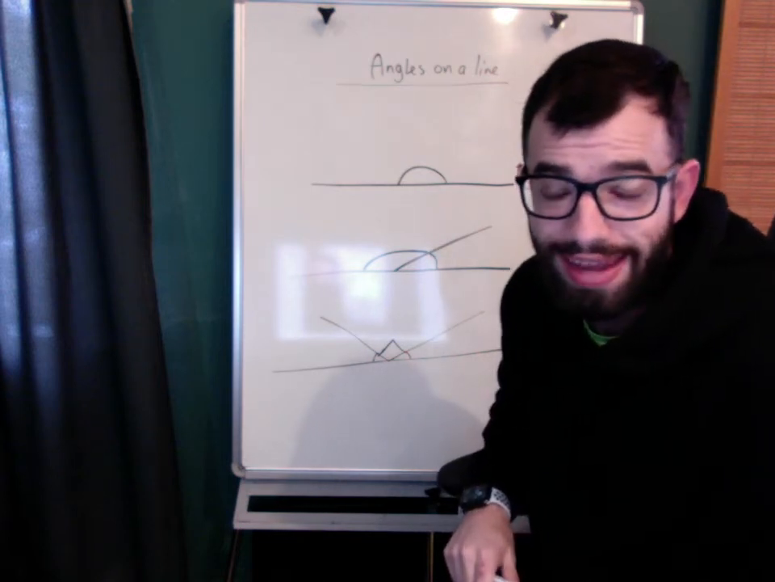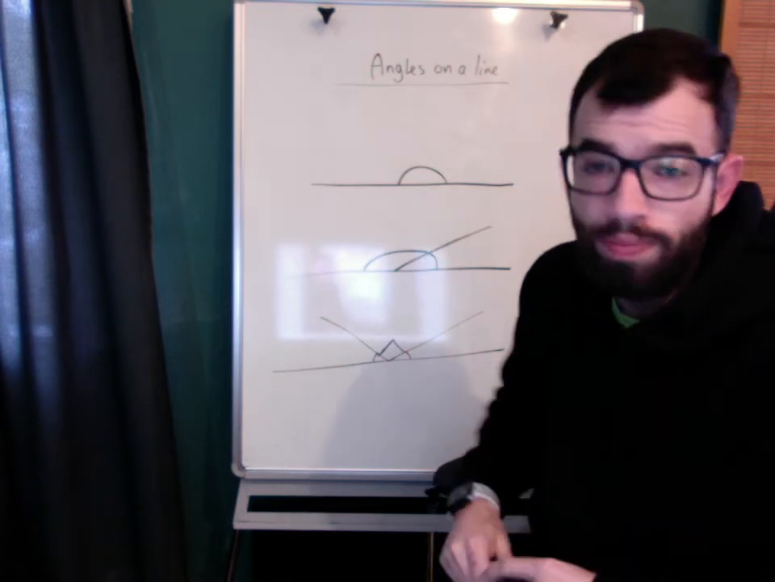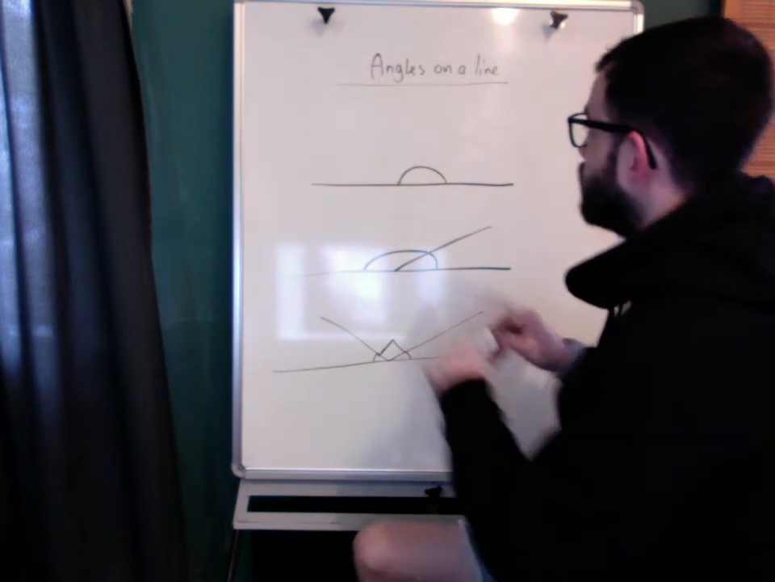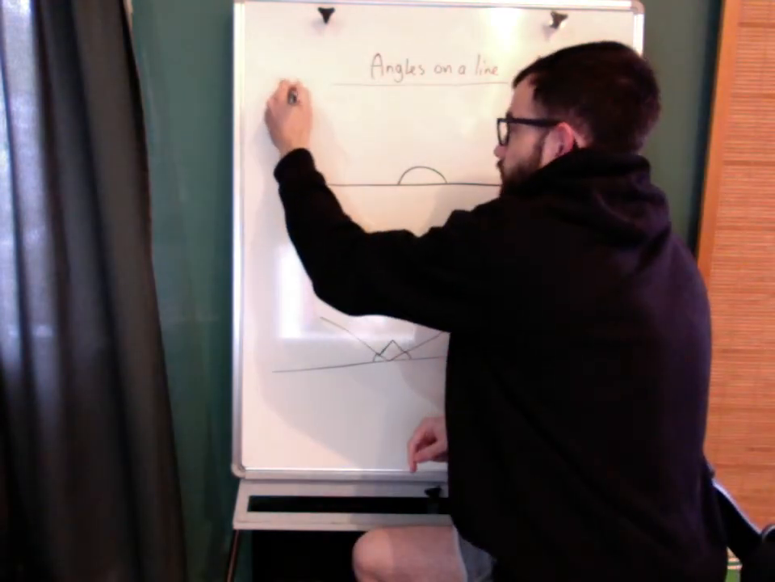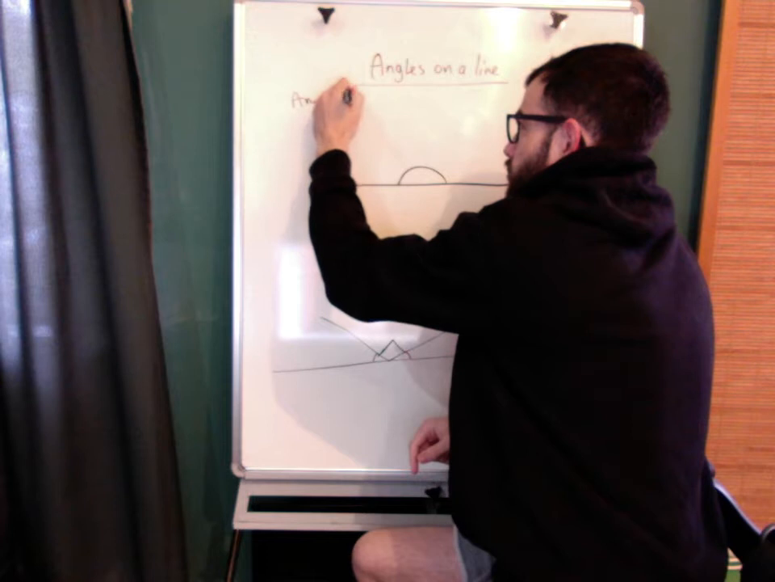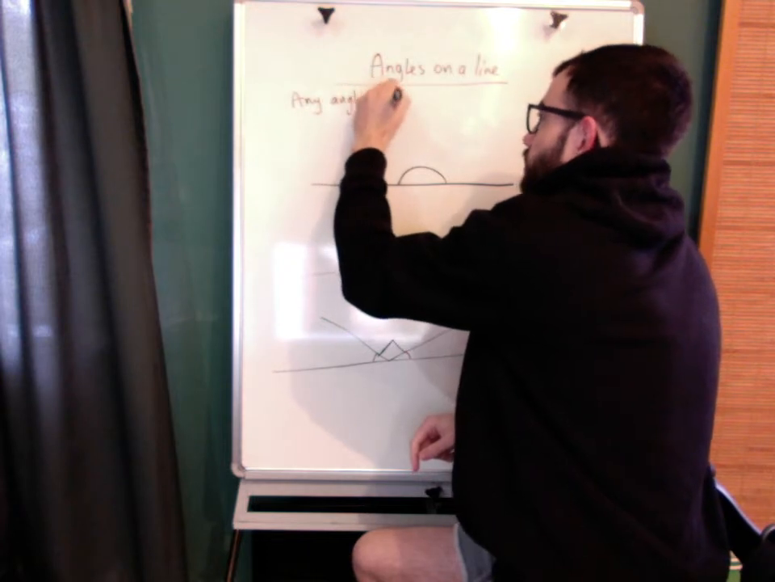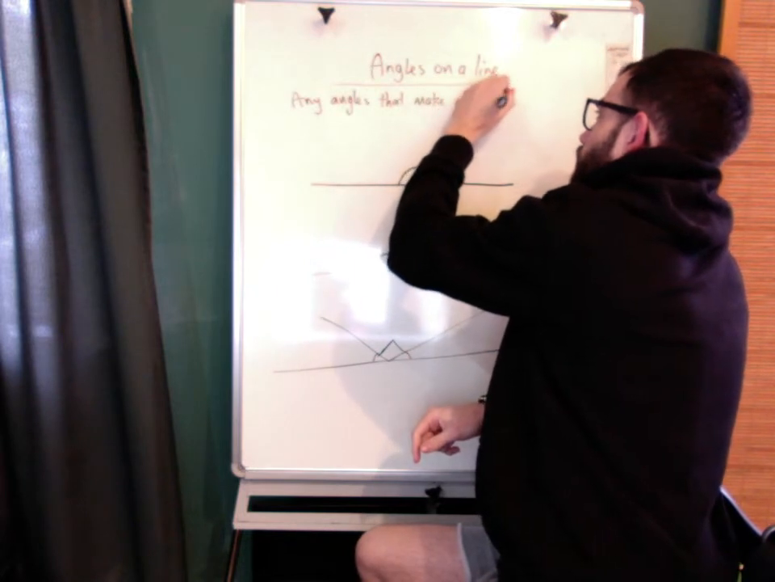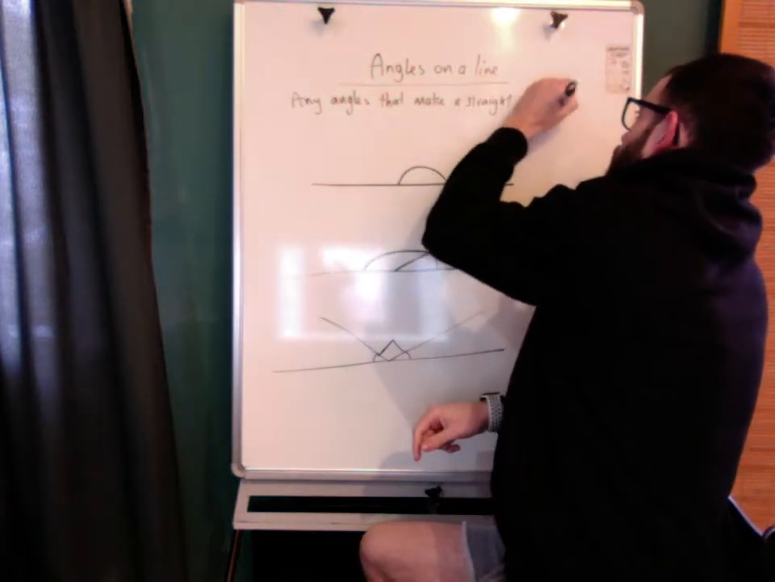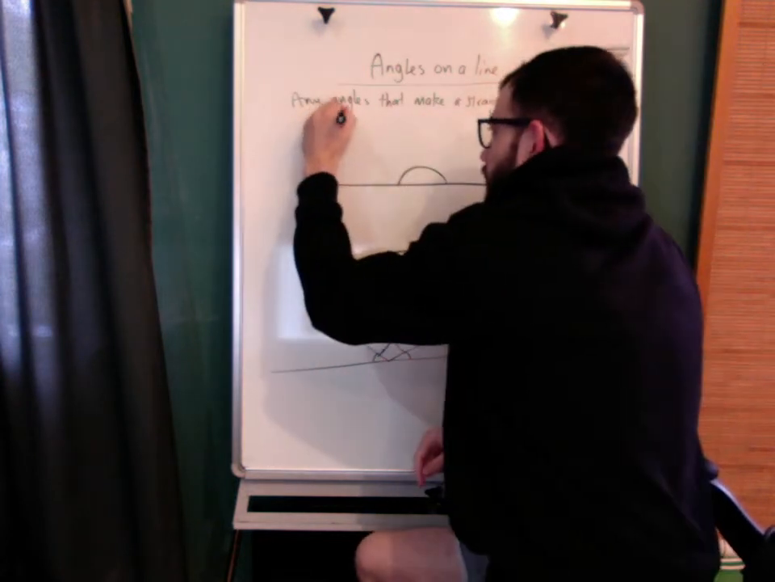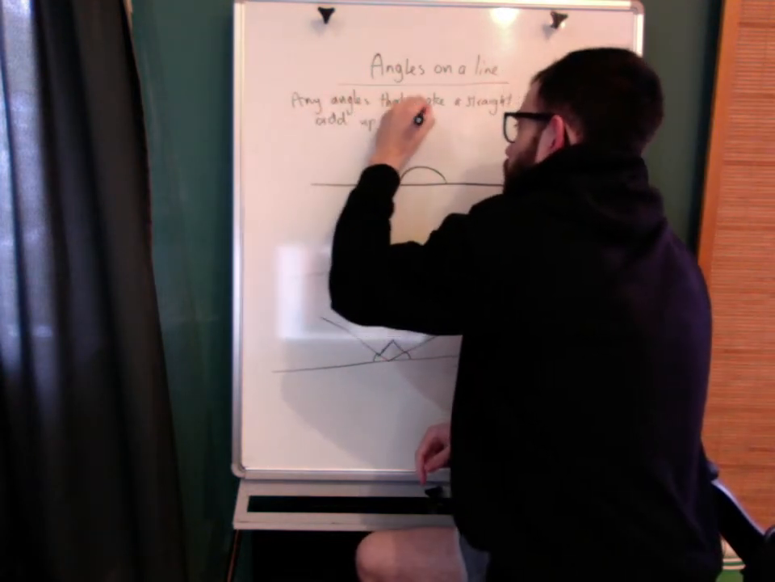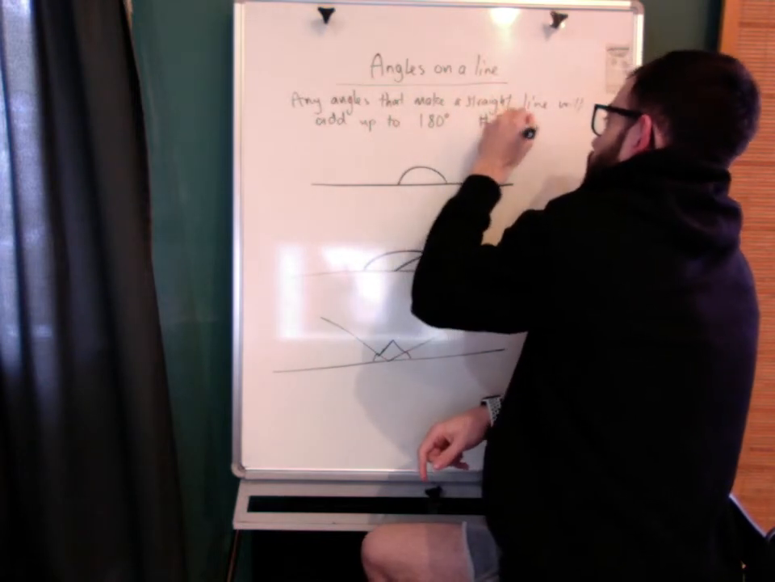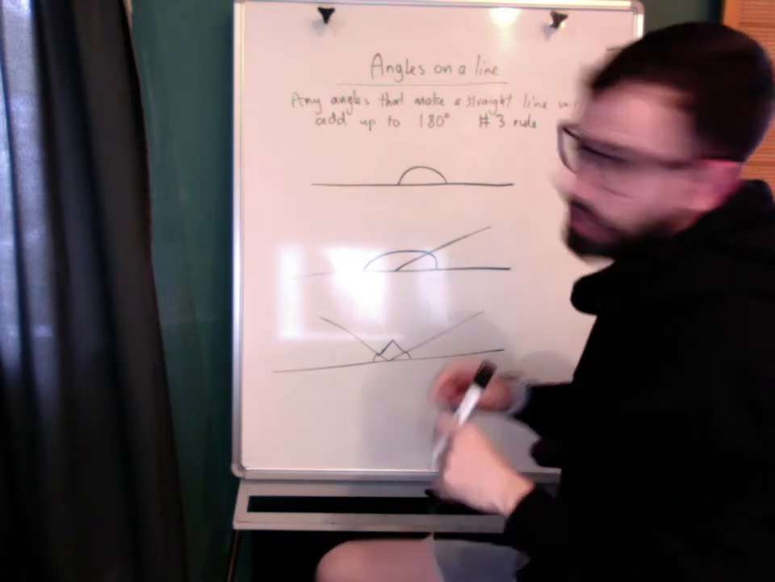Today we are looking at angles on a line. This is the third rule of the rules that we'll look at to do with angles. So let's crack into it. Angles on a line, the rule is: any angles that make a straight line will add up to 180 degrees. Okay, and this is rule number 3.